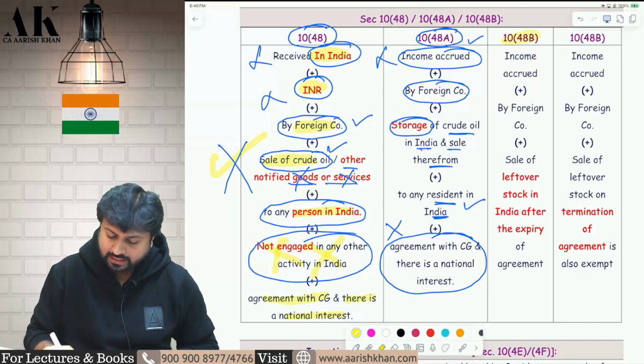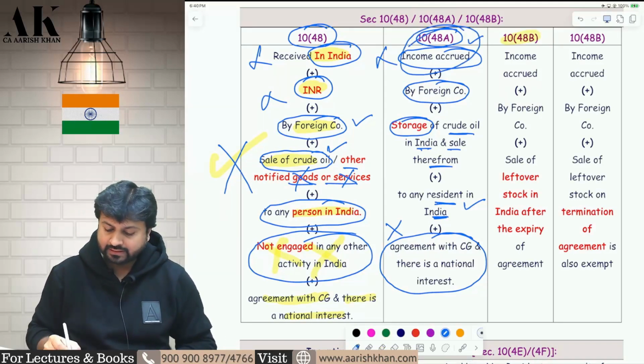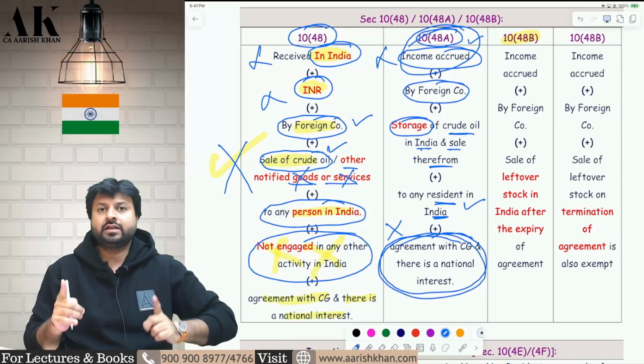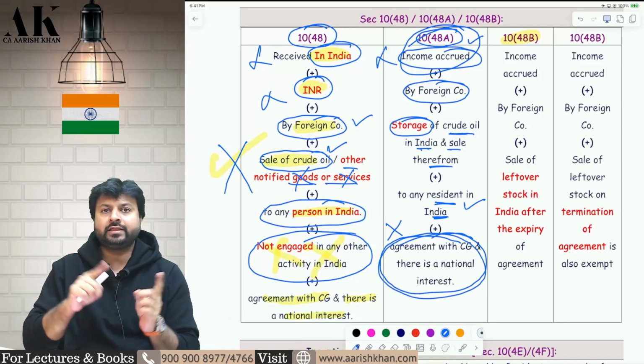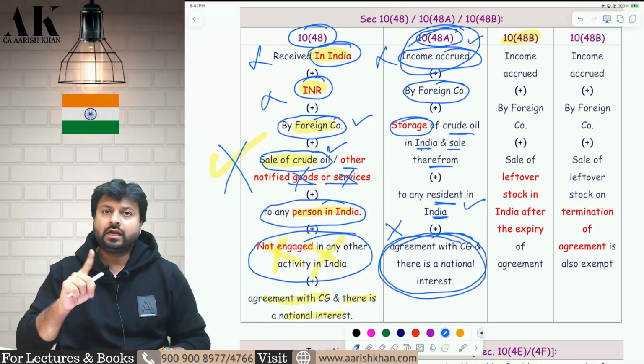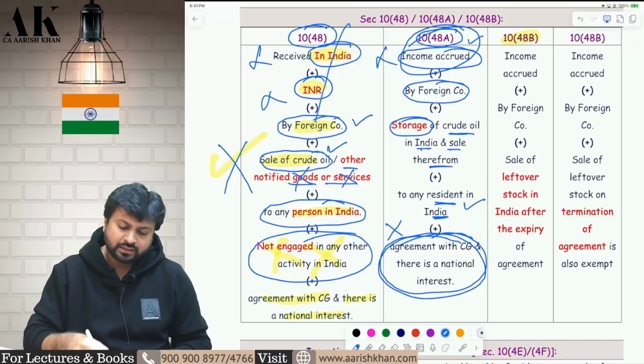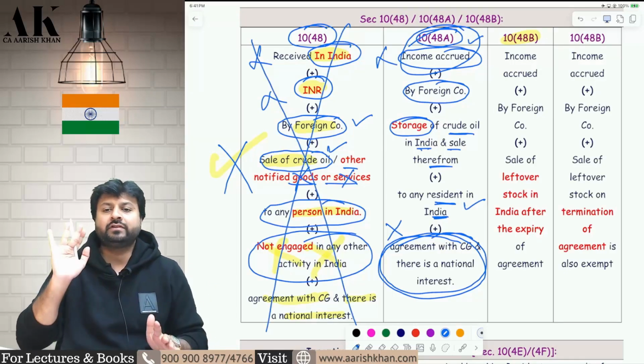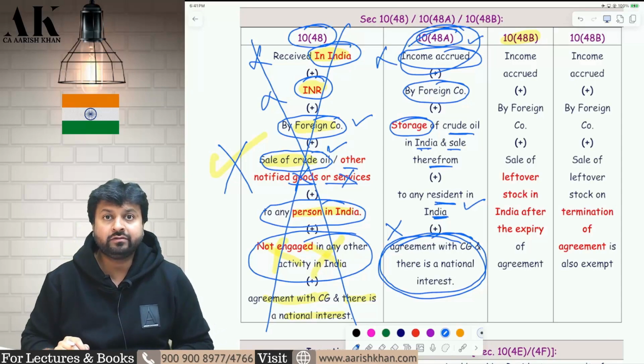Now, the third section is a continuation of the second section itself. In the second section, you have entered into an agreement with the central government to store the crude oil in India, and then you will sell it. The third section and the fourth section have nothing to do with the first section. Now, how is the third section a continuation of the second?